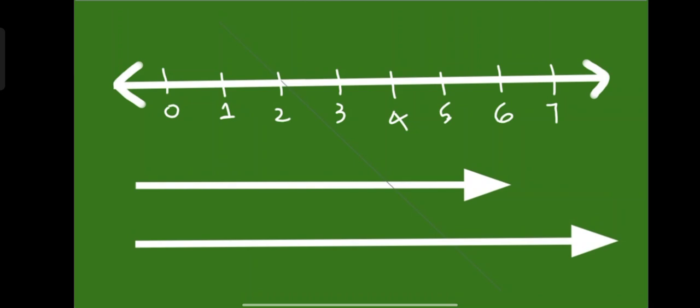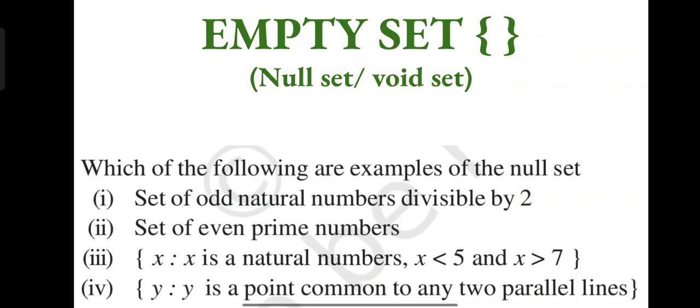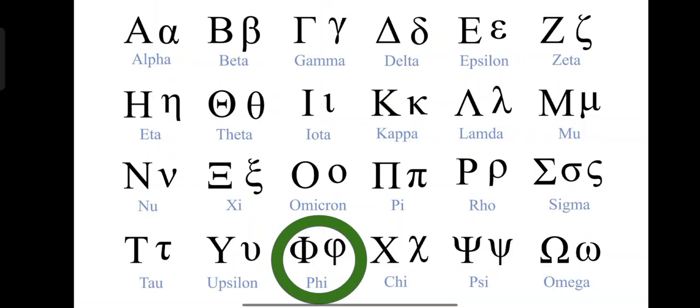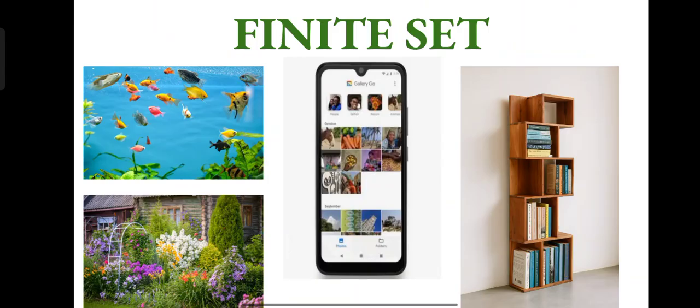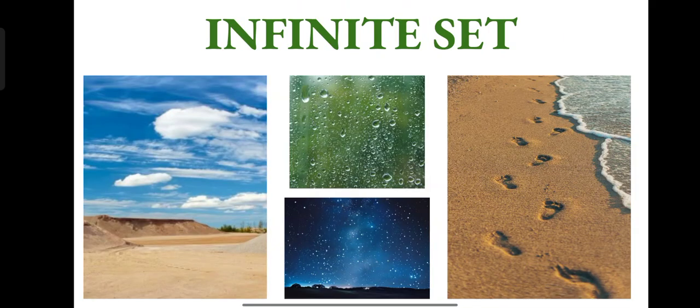So it is given in the question that they are parallel lines, so they can't intersect, and there does not exist a common point for them. So that set also becomes a null set. So here the second question represents a non-empty set, and the other three, 1, 3 and 4, represent empty sets. Okay, and before moving on to the next question, we have to understand two terms. They are finite set as well as infinite set.